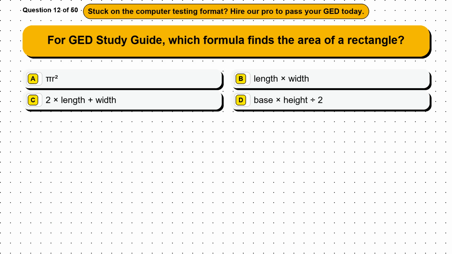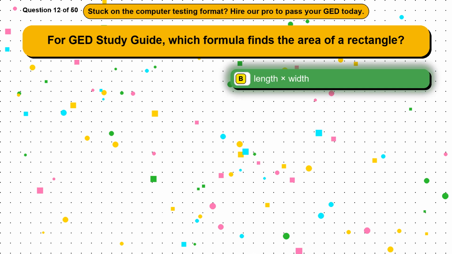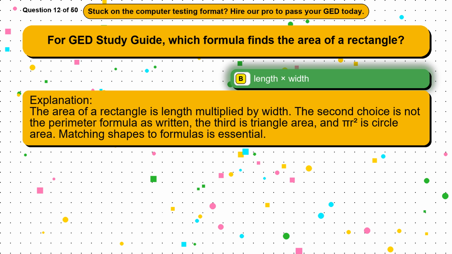Question 12. For GED Study Guide, which formula finds the area of a rectangle? Option A, pi r squared. Option B, length times width. Option C, 2 times length plus width. Option D, base times height divided by 2. The correct answer is option B, length times width. The area of a rectangle is length multiplied by width. The second choice is not the perimeter formula as written, the third is triangle area, and pi r squared is circle area. Matching shapes to formulas is essential.